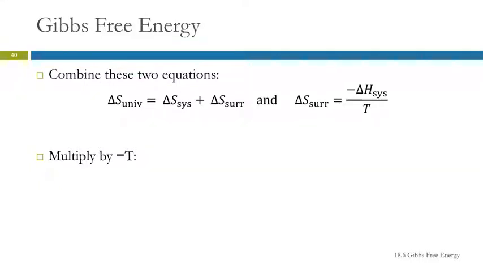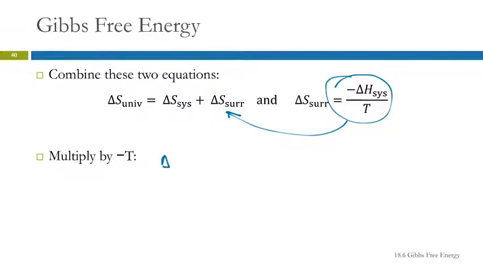So we've got these two equations. Change in entropy for the universe is equal to the system plus the surroundings. And the change in entropy for the surroundings is equal to negative delta H for the system divided by the temperature. So let's put these two equations together. So how might we do that? Well, delta S surroundings equals this, so we could substitute this in for that. So I'm going to take this guy and plug it in over here.